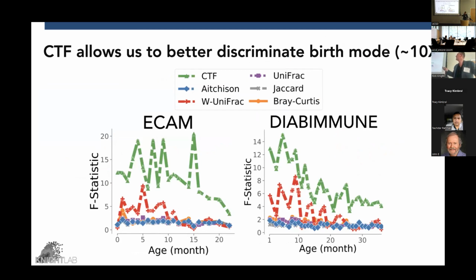And so CTF allows dramatically better discrimination of delivery mode if they're trying to separate out the babies born by C-section from the ones delivered vaginally, even out to 2 or 3 years of age. You can see that the F statistic is dramatically better separating them with CTF than it is with other kinds of distance metrics, even including unified.